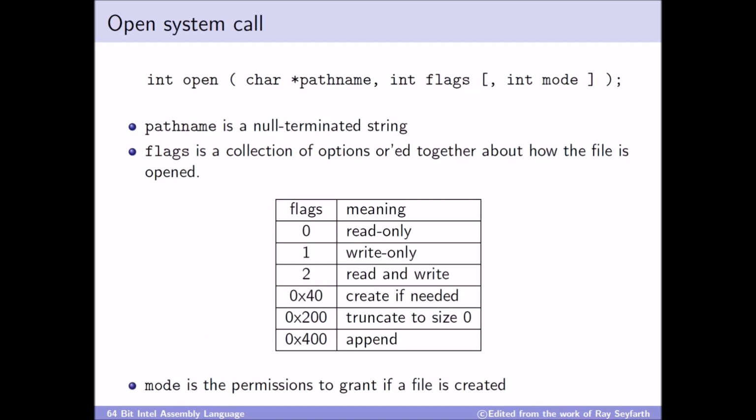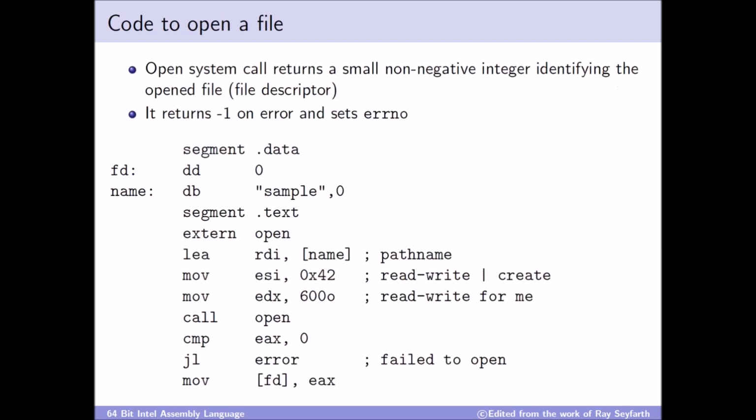So hence I'm loading the value of 42 into ESI. You'll note that I'm loading 42 into a 32-bit register.